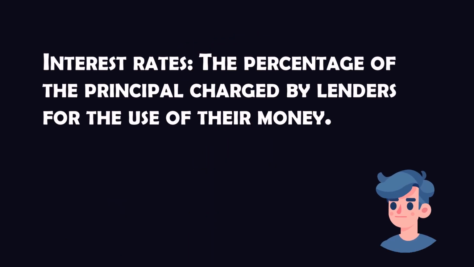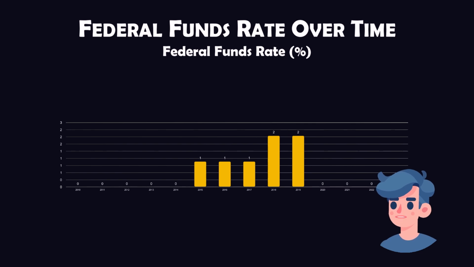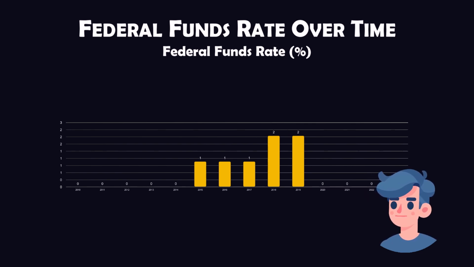Lastly, let's discuss how interest rates are determined. Interest rates are influenced by a variety of factors including economic conditions, central bank policies, and market demand for credit. Central banks, such as the Federal Reserve in the United States, play a crucial role in setting interest rates. They can raise or lower the federal funds rate, which is the interest rate at which banks lend to one another overnight. This rate serves as a benchmark for other interest rates in the economy.